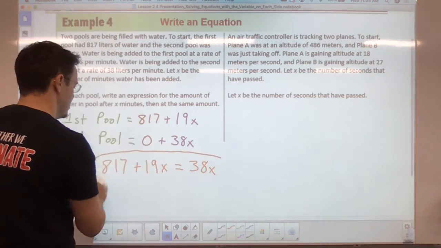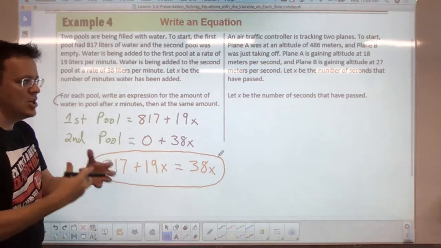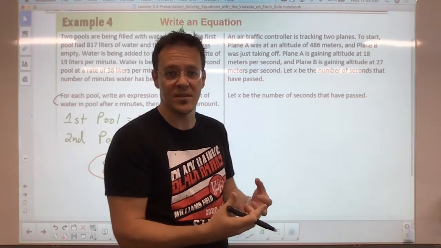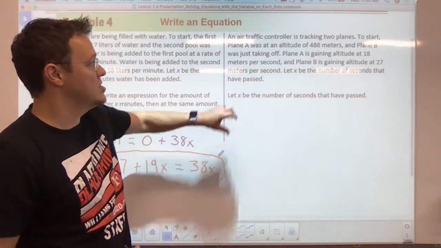That's it. This is just a precursor to get you guys ready to write these equations. That's the answer. Simple enough. All right, so let's do it again here.